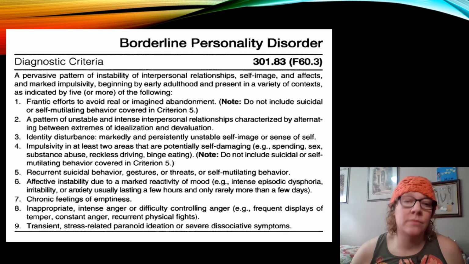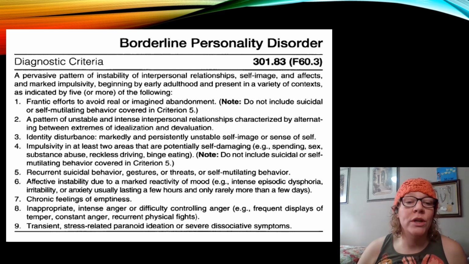We'll talk more about these symptoms later, but identity disturbance, markedly and persistently unstable self-image or sense of self. Number 4, impulsivity in at least 2 areas that are potentially self-damaging, and this again does not include suicidality or self-mutilating behavior that's covered in Criterion 5. So some of the examples of this impulsivity would include spending, sex, substance abuse, reckless driving, binge eating, other things like that. Number 5, recurrent suicidal behavior, gestures or threats, or self-mutilating behavior.